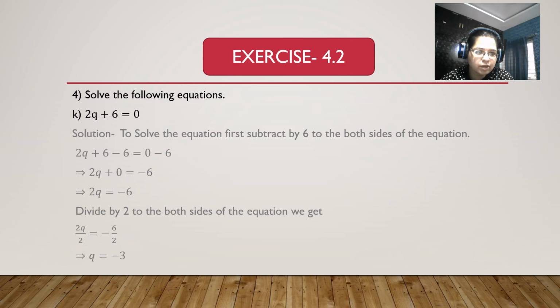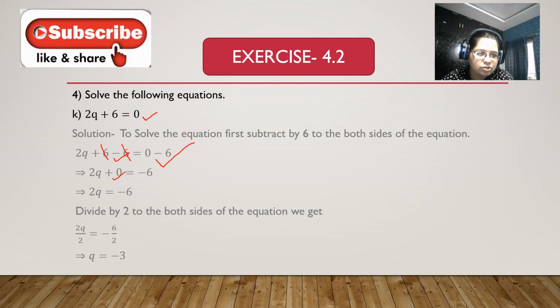Now we will solve question number K. 2q plus 6 equals 0. We have to solve for the variable q. To solve the equation, first subtract 6 from both sides. As 6 is positive, we subtract 6 from both sides. Now the equation becomes 2q plus 6 minus 6 equals 0 minus 6. Positive and negative 6 cancel, so 2q plus 0 equals 0 minus 6, which is minus 6.